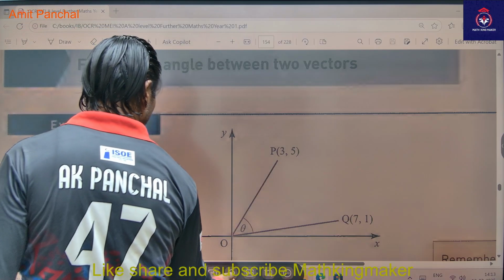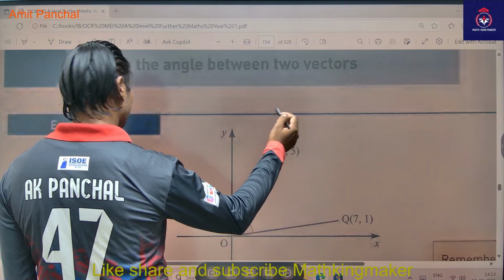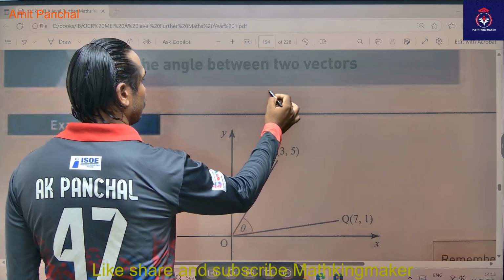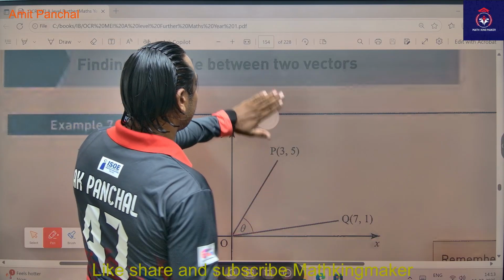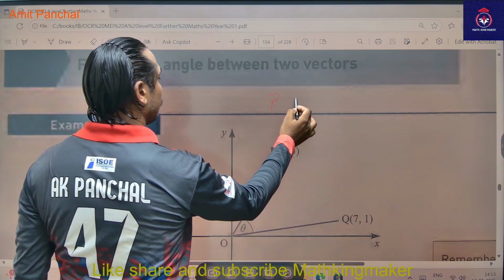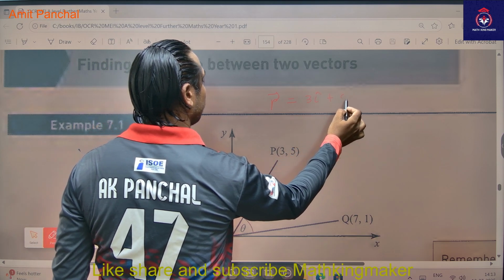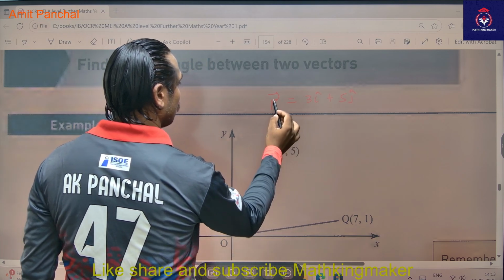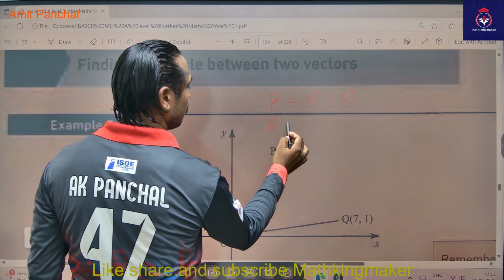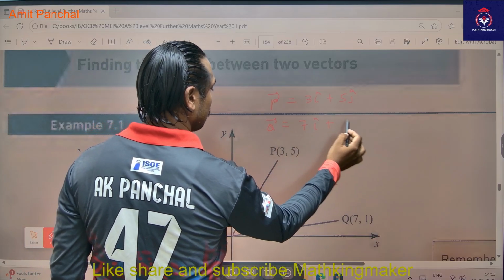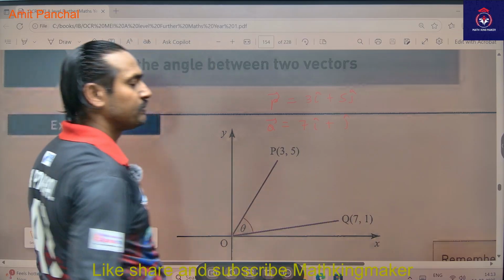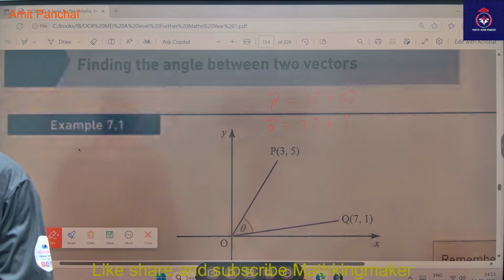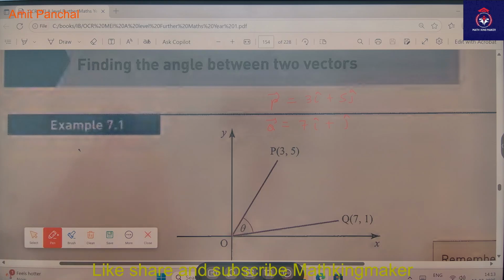Only i and j are given. So, vector A is given as vector P. I will write vector P. So, vector P is given as 3i plus 5j. Vector Q is given as 7i plus j. Just find out the angle between these two vectors.